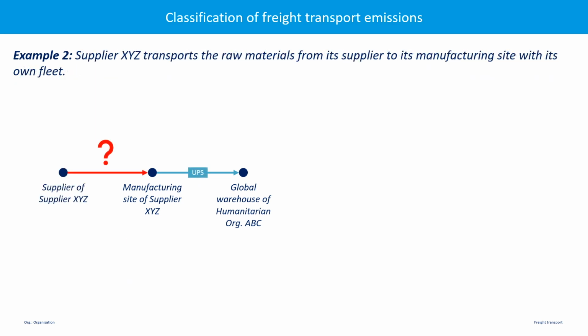Let's consider our next example. Supplier XYZ transports the raw materials from its supplier to its manufacturing site with its own fleet, so the raw materials to produce the humanitarian supplies. Which emissions category would the emissions resulting from this transport segment belong to?